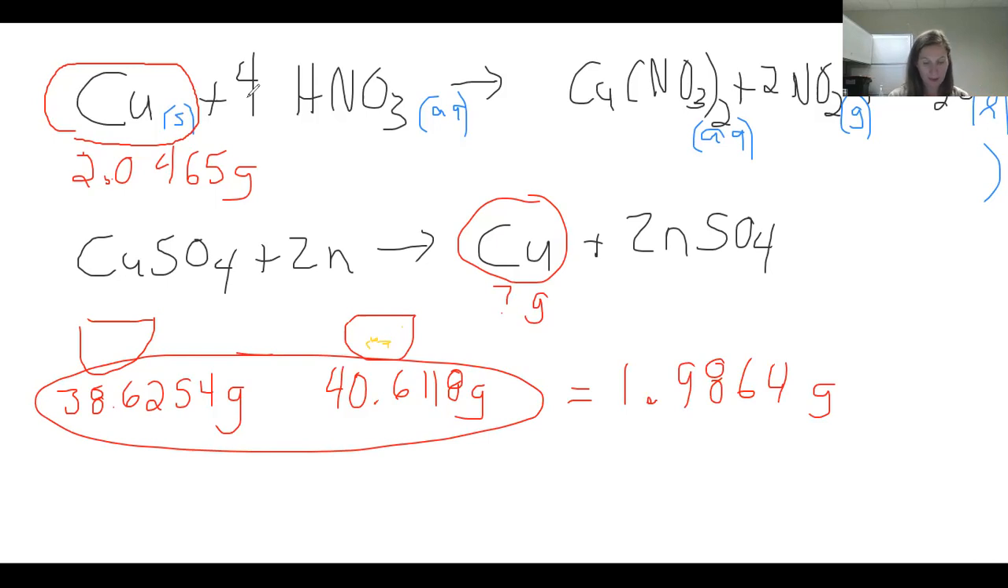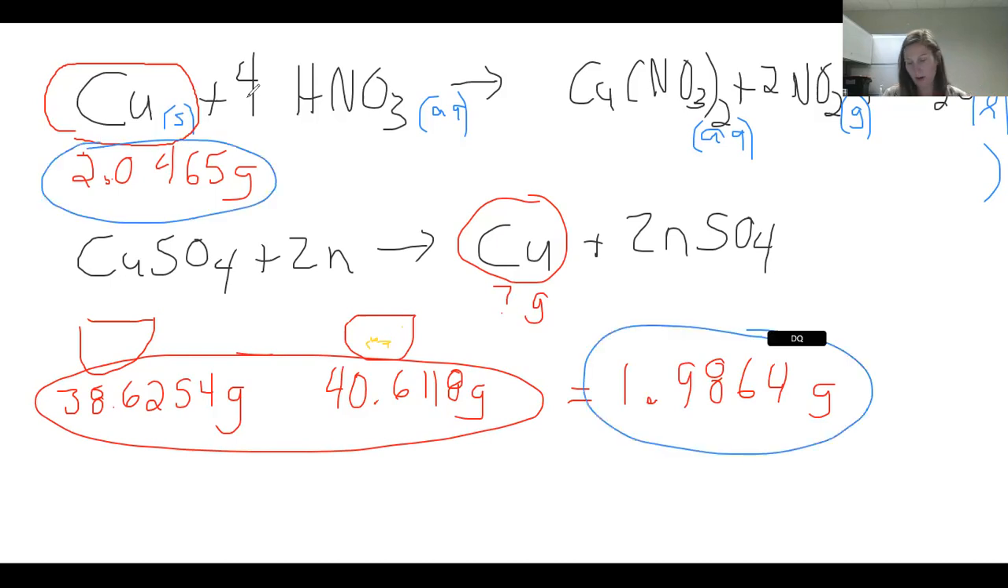So this is the grams of the recovered copper. So we have our initial copper here, and then our recovered copper here. So let me write those down off to the side, and I'm going to clear this so that you can see the next calculations. 1.9864 grams is my recovered, and then 2.0465 grams is my initial. Okay, so I'm going to go ahead and clear this screen so we can just look at what the numbers are doing now.